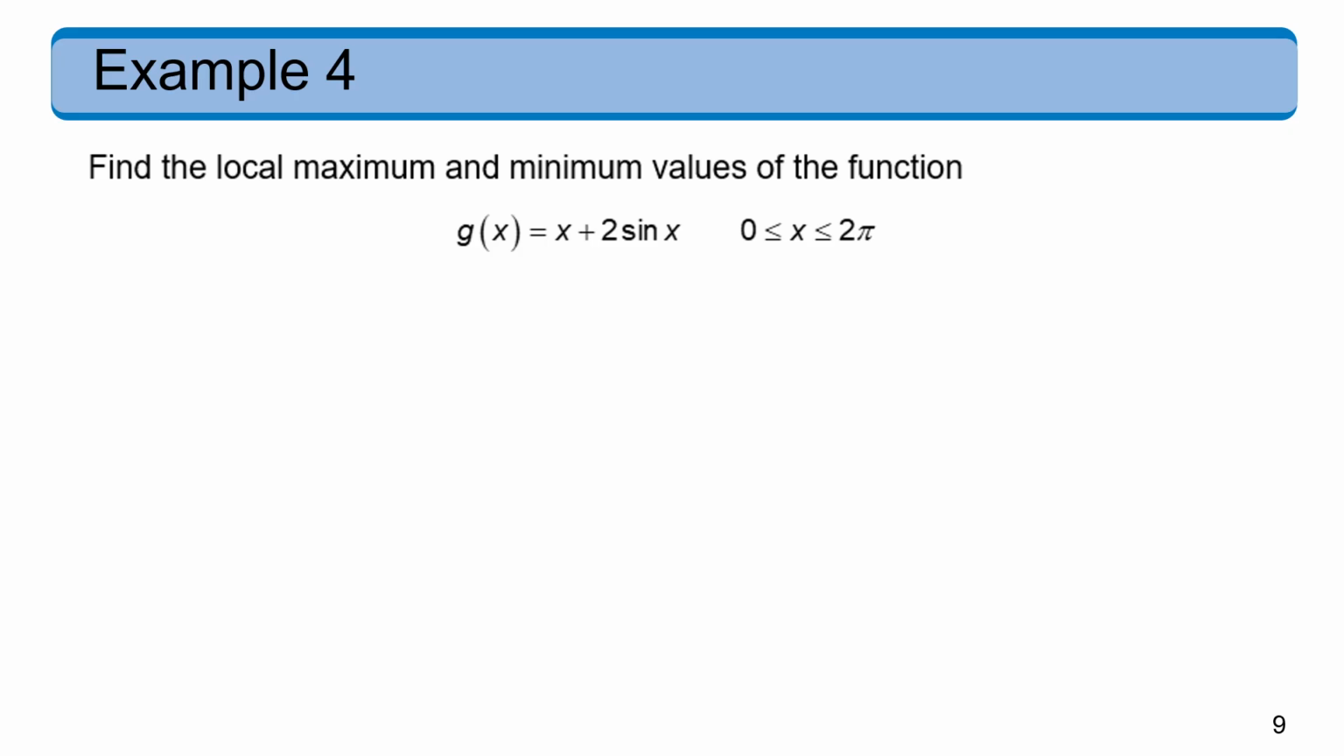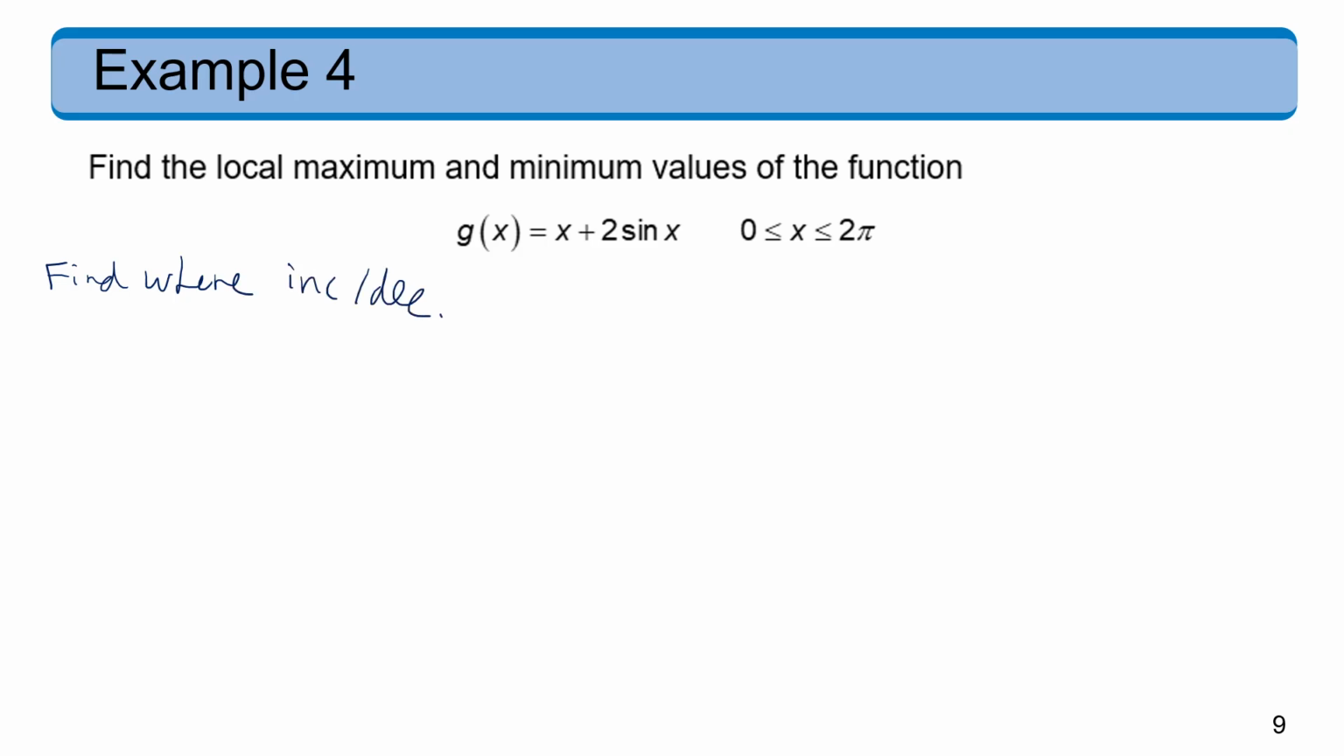Here we're asked to find the local max and min values of the given function, and it's restricted to the interval 0 to 2 pi. So this is kind of like the part B of the last example. Even though this one doesn't ask us to find where it's increasing and decreasing, we need that in order to answer this question. So we're going to approach this problem exactly like the last problem. We'll start with finding where it's increasing and decreasing using the number line method.